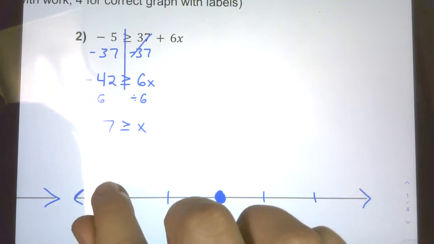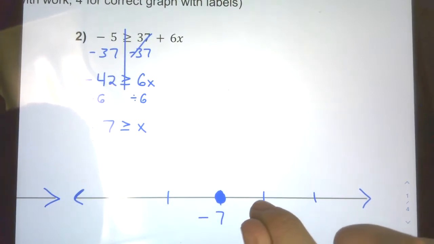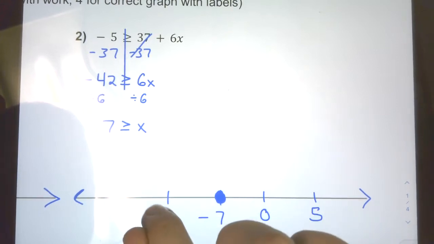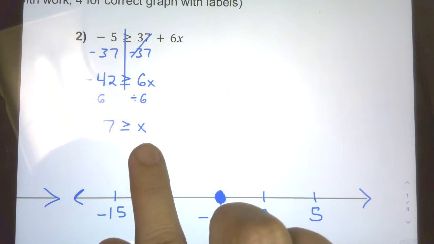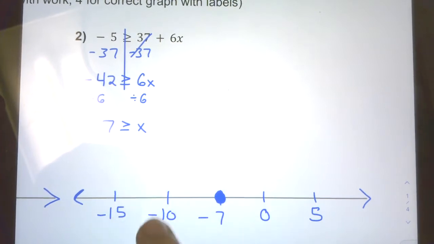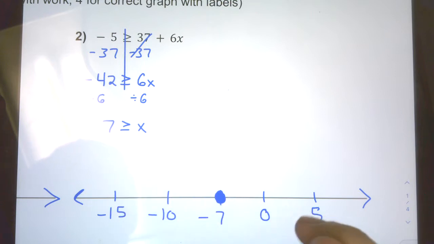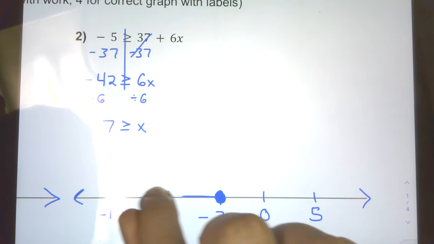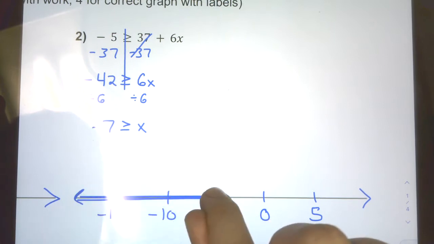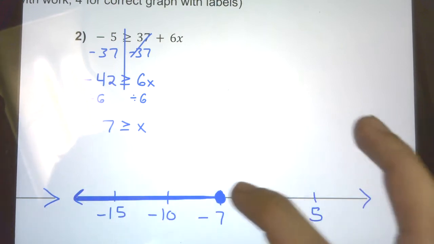Put a couple numbers larger than negative 7, smaller than negative 7. May go 0 and then 5, and then negative 10 and negative 15 here. Okay, so this is what we got. Shade in the direction that makes this inequality true. So is negative 7 greater than or equal to negative 10, or is negative 7 greater than or equal to 0 or 5? And it would be negative 7 is greater than or equal to anything that's smaller than negative 7. So I'm going to shade in this direction to satisfy this solution. Okay, so there's 1 and 2.